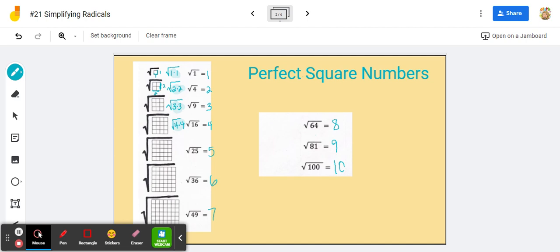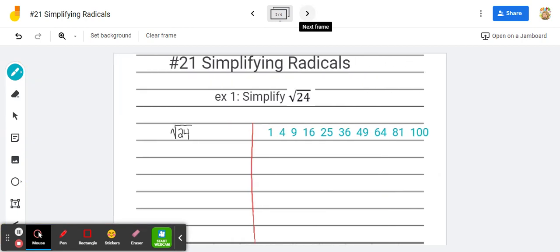Okay, so with these perfect square numbers, we're now going to learn 2 different ways of how you can simplify radicals. So this is the first one I want you to write in your notebooks for me, please. So the first method is to multiply the 2 numbers that multiply to make 24. So find me the factors. So 1 and 24, 2 times 12 would give me 24, 3 times 8 would give me 24, and 4 times 6 would give you 24.